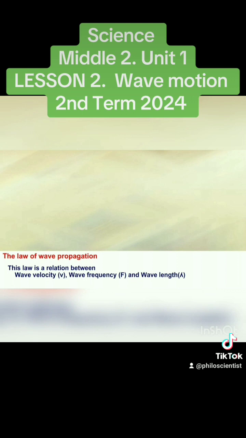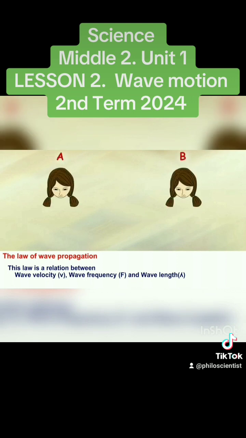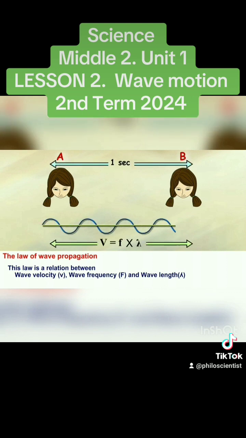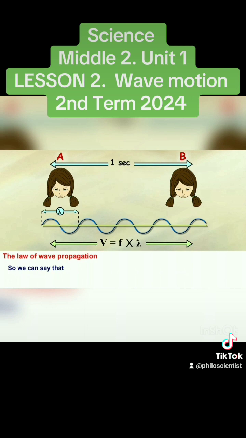The law of wave propagation. This law is a relation between wave velocity v, wave frequency f, and wavelength lambda. We know that the wave velocity is the distance covered in 1 second, and as shown in the figure, the distance traveled by the wave in 1 second contains 4 waves. That is the frequency, which is the number of waves made in 1 second. So, we can say that wave velocity equals frequency times wavelength.